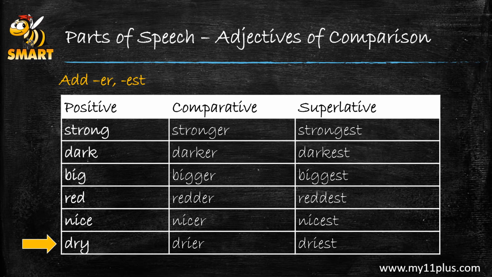And if the adjective ends with the letter y, then what we do is we change the y to an i before we add the er or the est. So you can see that we do that here with the word dry.